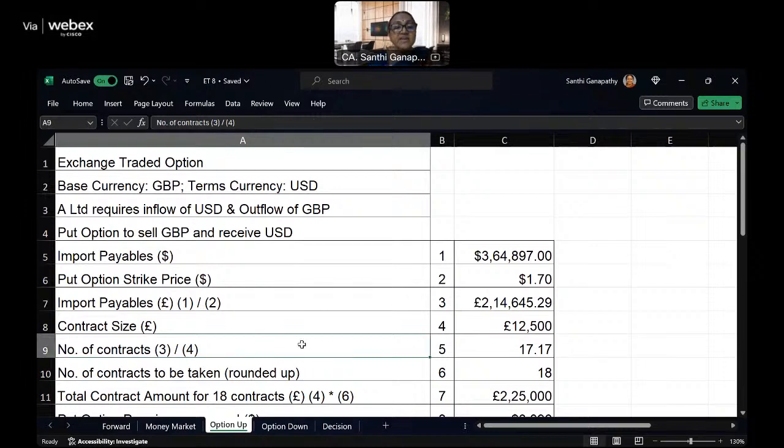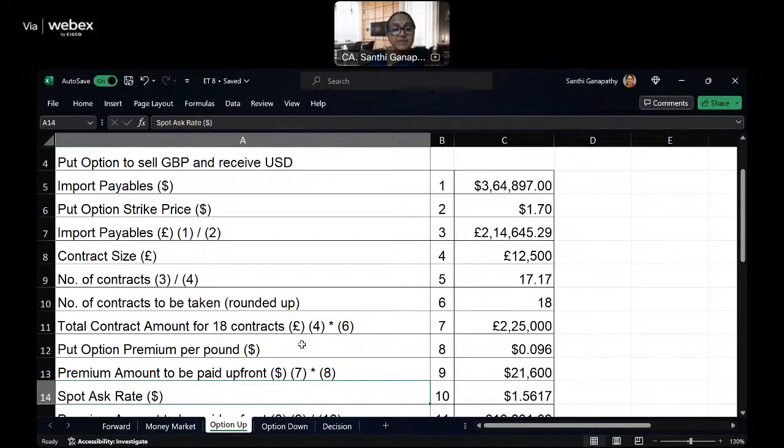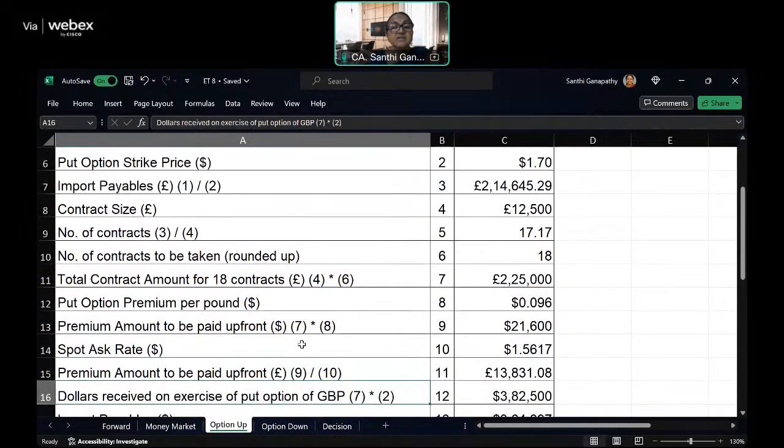So now we are rounding it up to 18. Then what is the total contract amount? What is the put option premium? What is the premium amount to be paid upfront? Upfront premium has to be paid. You can get it only with the spot rate.